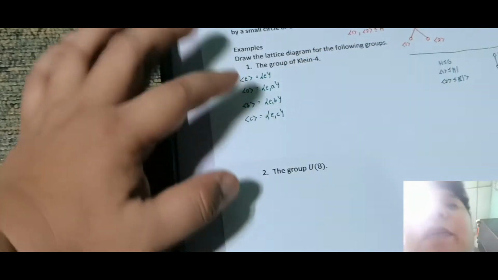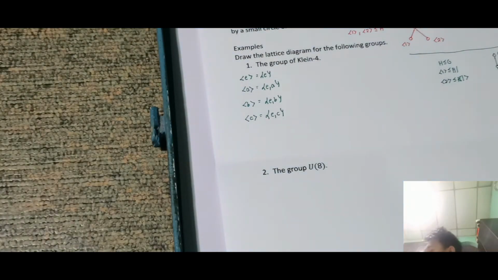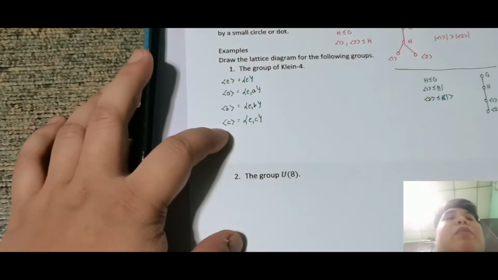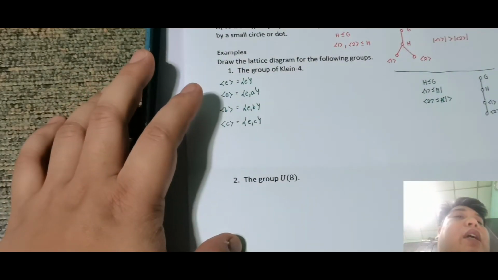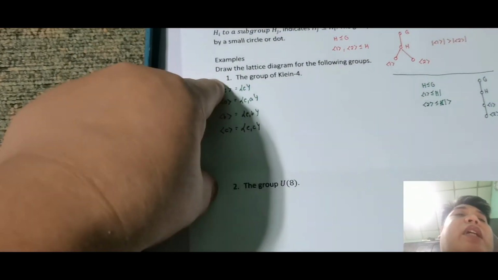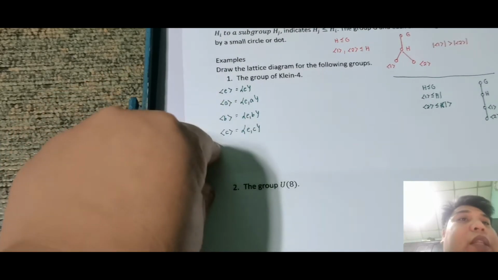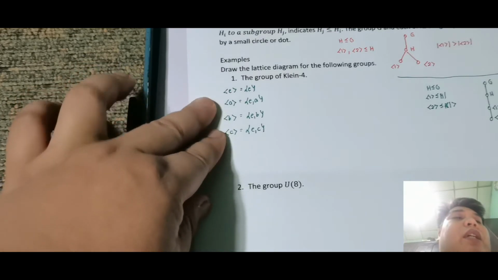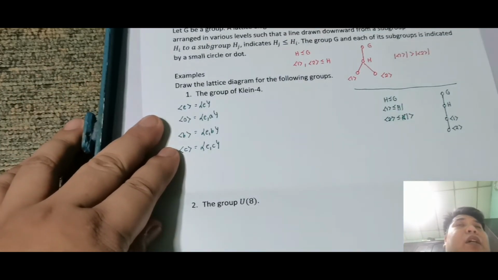So obviously, pare-parehas ng order pero hindi pare-parehas ng element. So hindi ko pwedeng sabihin na si A subgroup ni B, si B subgroup ni C, or vice versa. Ang sure lang natin, si E subgroup ng tatlong yan. Again, parehas ng order pero hindi sila subgroup ng isa't isa. Okay?